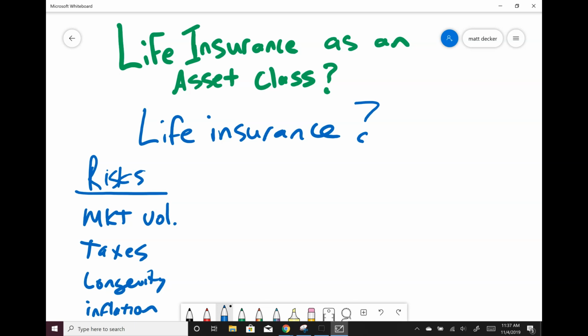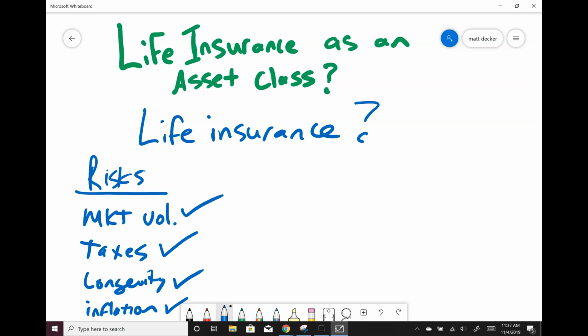A properly structured life insurance policy is going to be able to keep up with inflation. A properly structured life insurance policy is going to come with some phenomenal tax benefits in the form of tax-free growth and tax-free income, tax-free death benefit. The death benefit is going to take care of our longevity risk, and the right life insurance policy is not going to have any market volatility. It makes it a perfect slice of the pie.